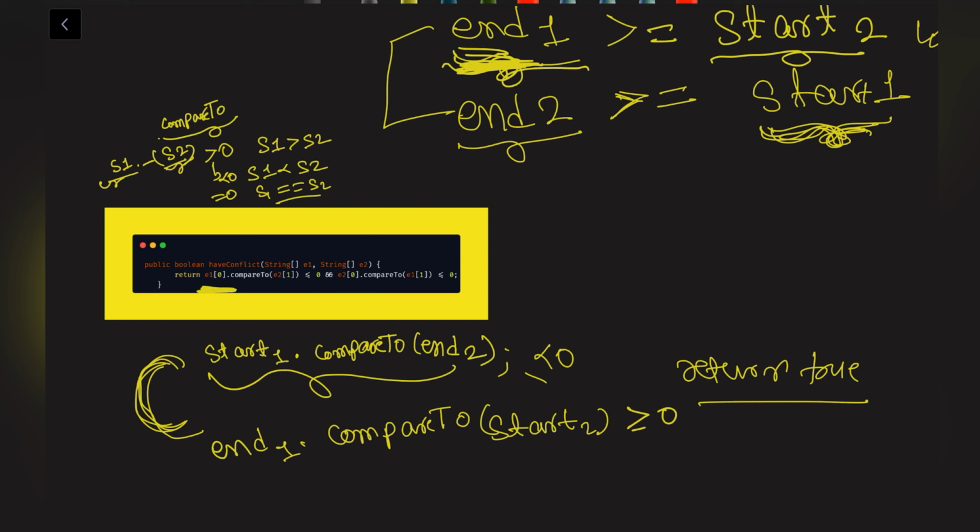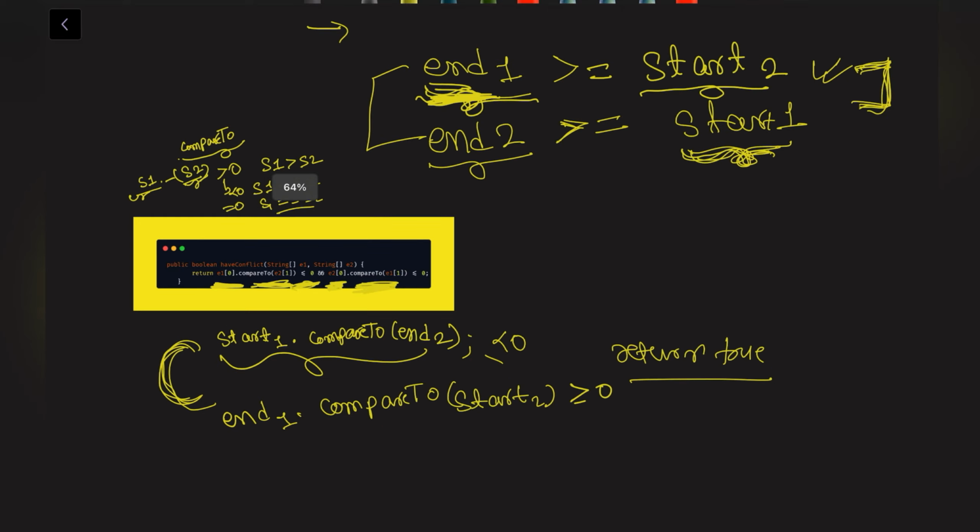So what we are doing here is the same thing: starting of one compared to ending of the second match, and it should return less than 0, and ending of second match should be less than or equal to ending of first match. So this is the case.